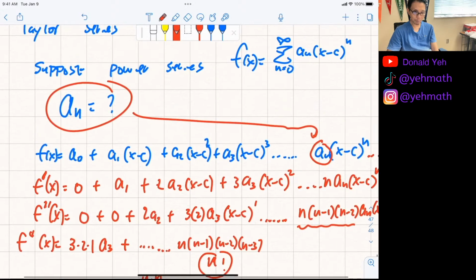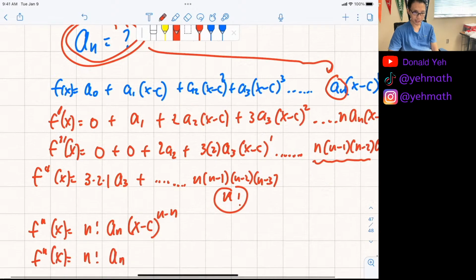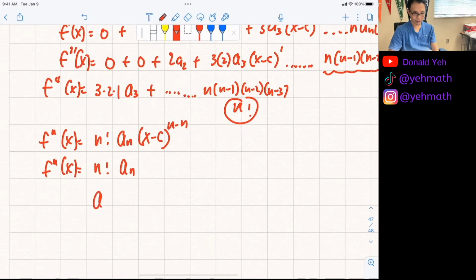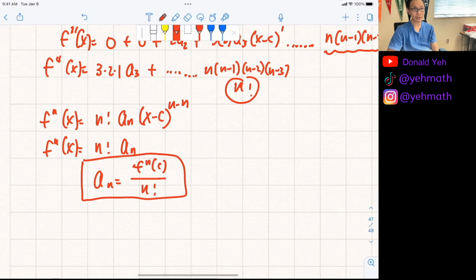Now, remember, our point of interest is to find out what a_n is. Can I solve for a_n? So a_n is equal to, we're going to plug in some number c, so this one is going to be f^(n) of c divided by n factorial. So we got the Taylor formula right here.